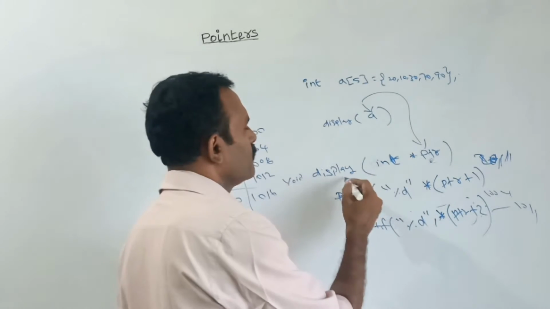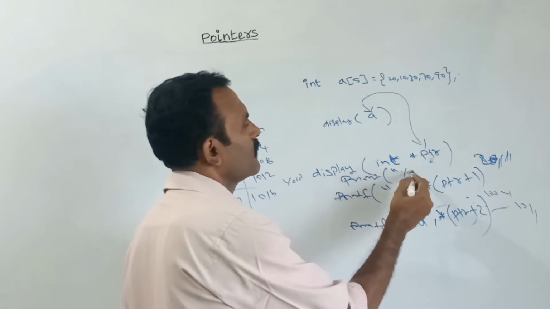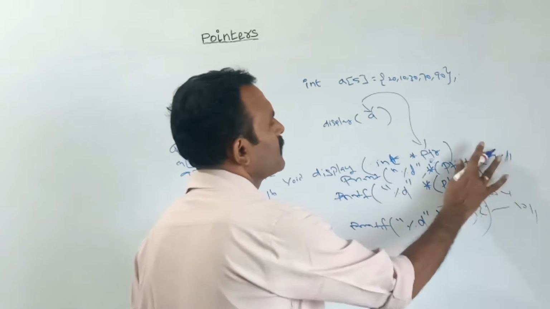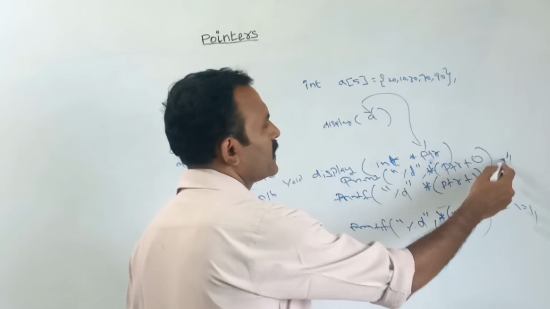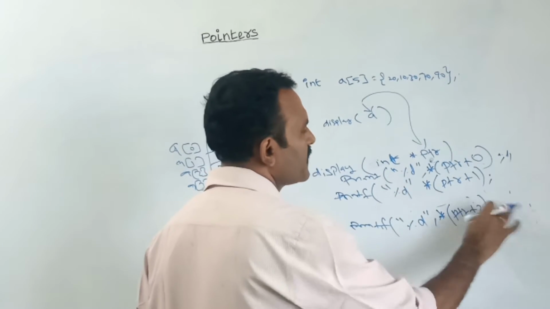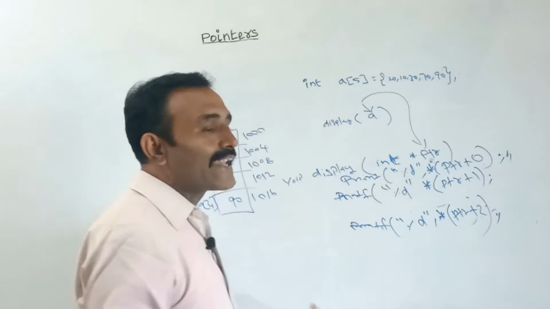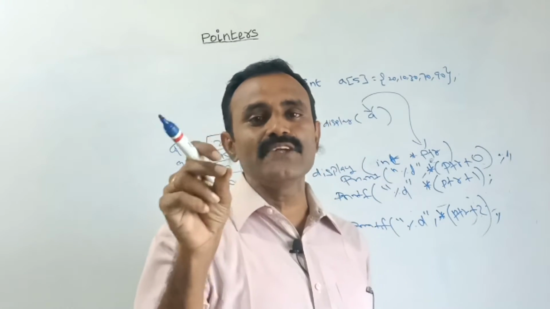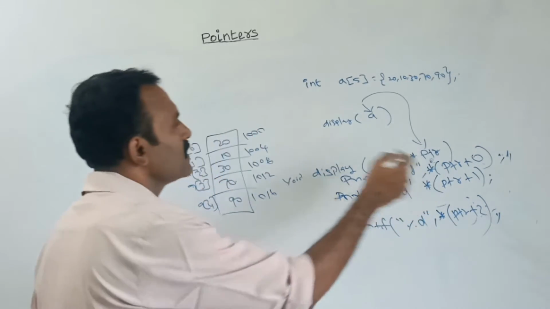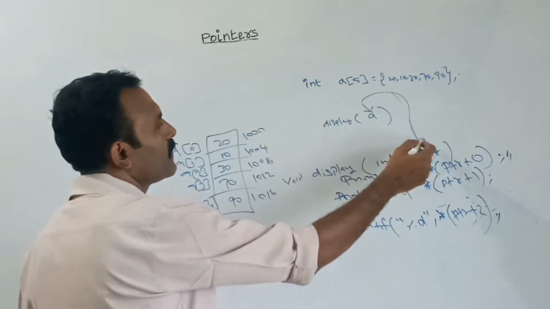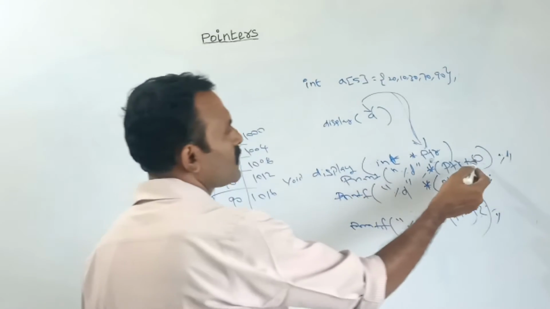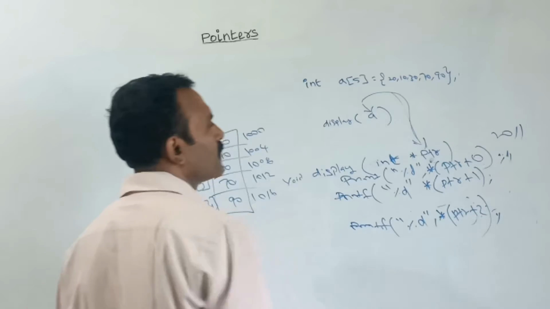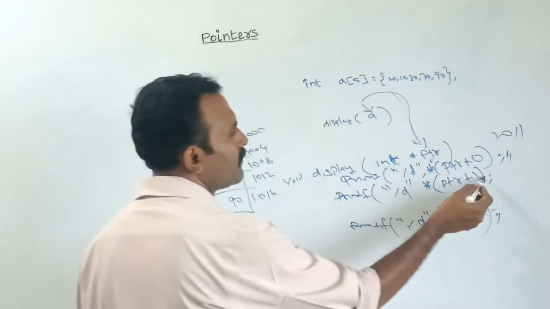See here, printf value at pointer variable plus 0. Last class we had seen about this: we can access the array element by adding 0 to the pointer variable, then the base address value will be accessed. What is the base address here? Here I passed this a, that is 1000. So 1000 plus 0, 1000. So at the 1000 location the value is 20. This will print here.